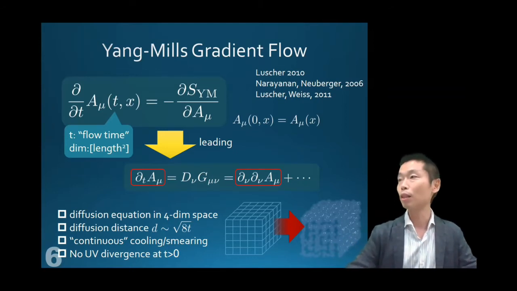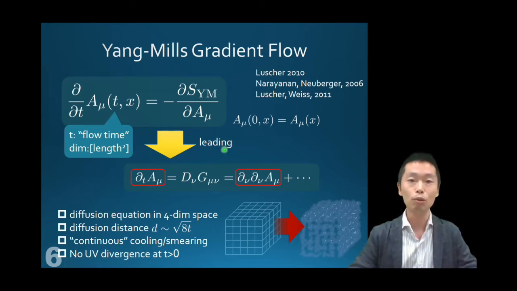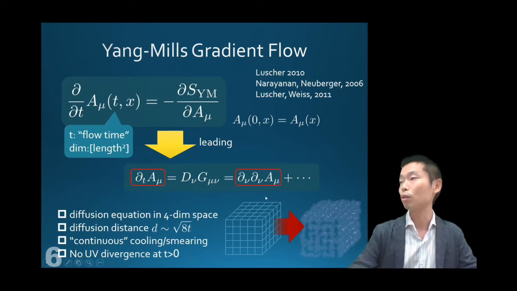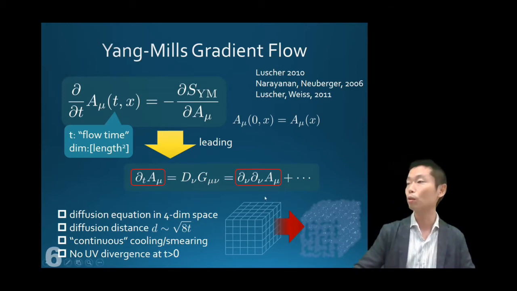Okay, and then the meaning of the gradient flow becomes clear if you take the leading, or tree-level, part of this equation, and then the right-hand side becomes this one. So this means that this gradient flow equation is actually a kind of diffusion equation.